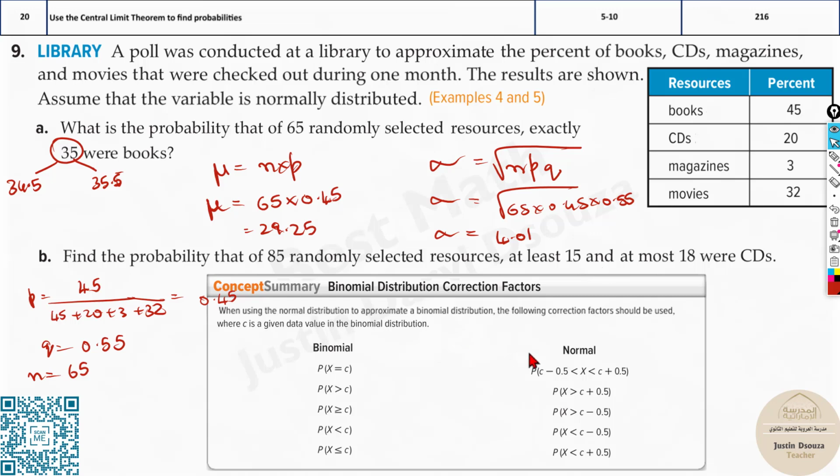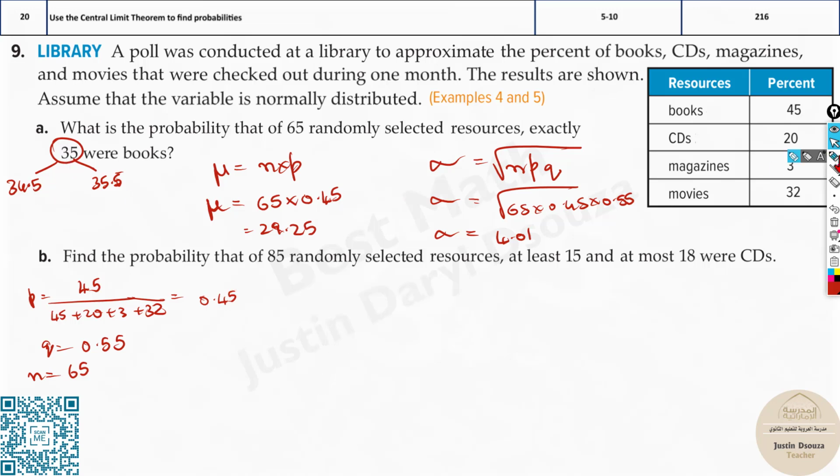But I'll show you the theorem over here, the factors. X is equal to C, that means it's exactly 35. So in this case, you have to subtract the value and add it. So that is the condition over here. The left side will be 35 minus 0.5, and over here it will be 35 plus 0.5. So I've taken those two values. Let me write it out over here. Those are basically the x values: 34.5 and 35.5.